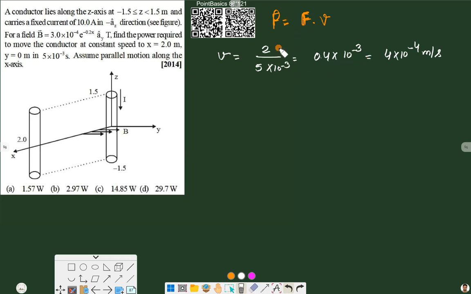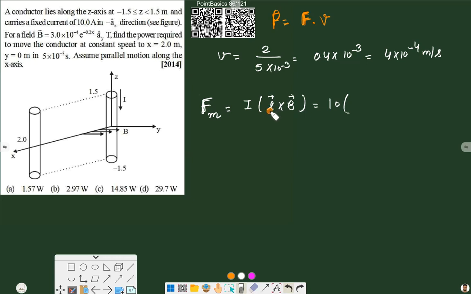Now coming to the force value, as this is a current carrying conductor in some magnetic field, the force on this conductor due to the magnetic field, this is not the force which we are applying, this is the force due to the magnetic field. It will be I into L cross B. So here the current is, I think, yes, 10 ampere.